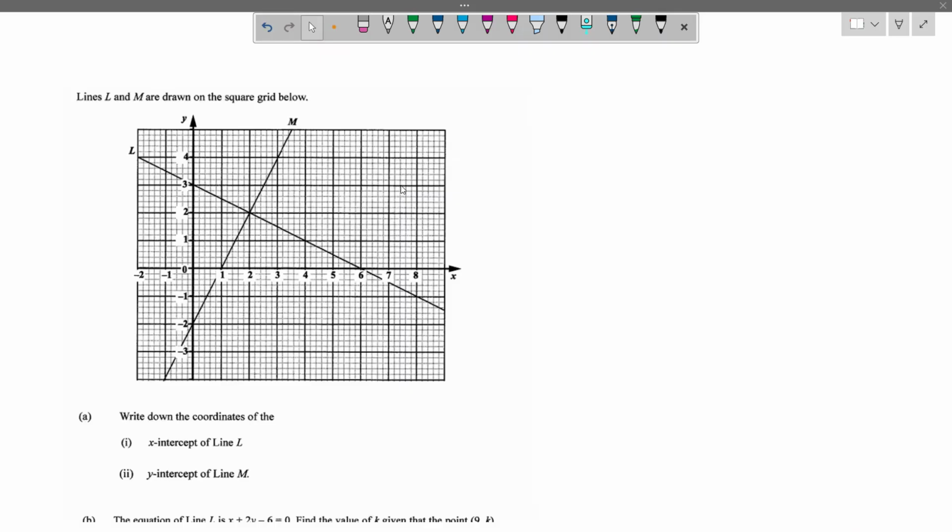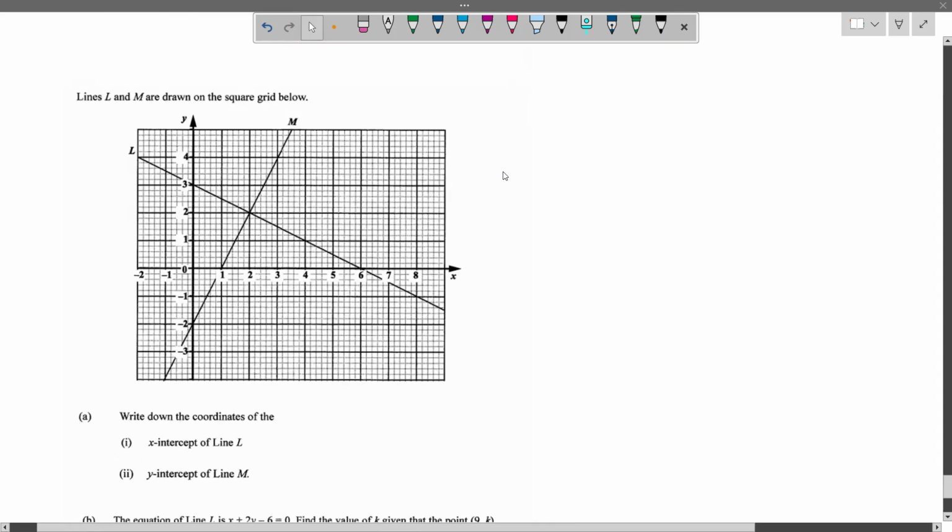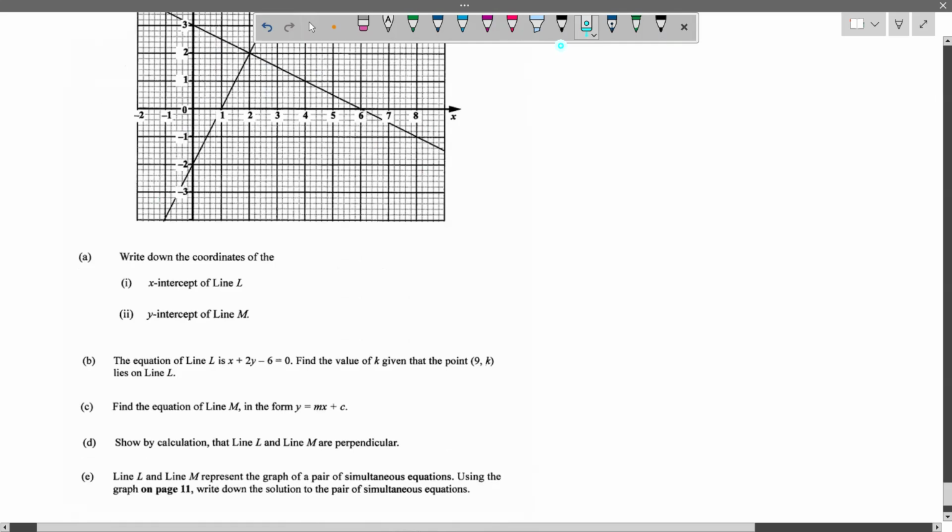All right, so we have another coordinate geometry question we're going to solve here. Lines L and M are drawn on the square grid below. So we have two lines, L, this one, and M, right? That's this one running this way. What we need to do, right? They want us to write down the coordinates of the x-intercept and the y-intercept.